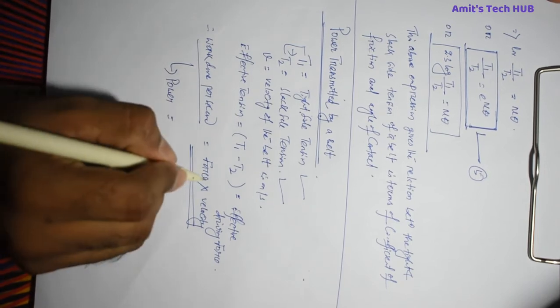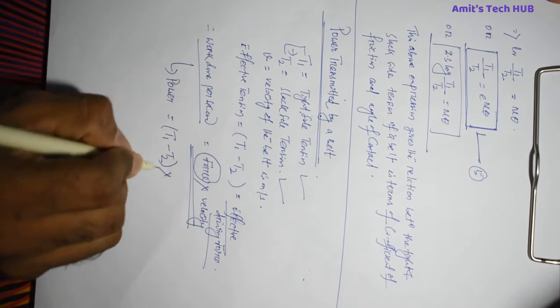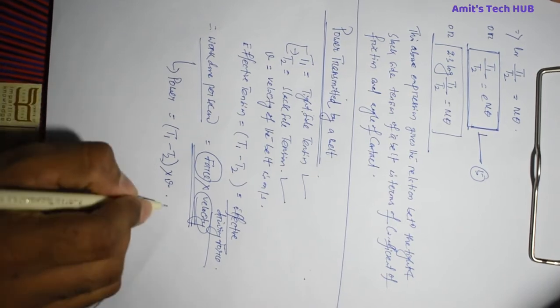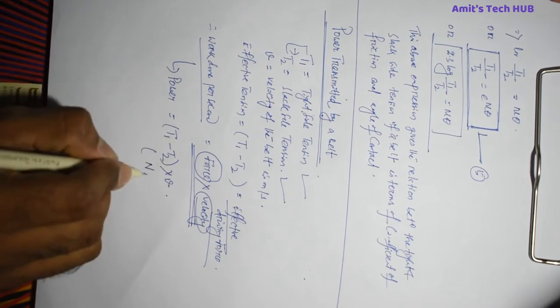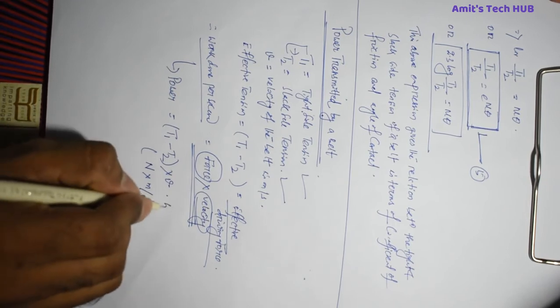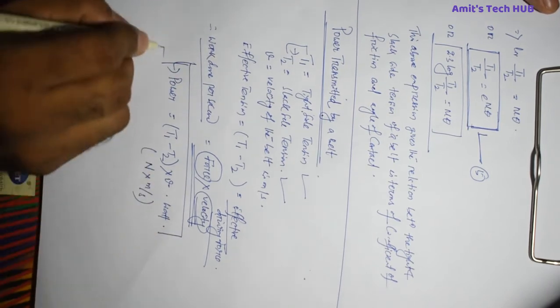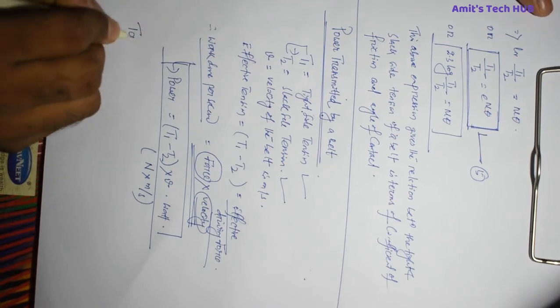Power is equal to the effective force, that is T1 minus T2, into the velocity, that is the belt velocity V. In terms of units, that is Newton into meter per second, which is watt. So power that can be transmitted by a belt is given by T1 minus T2 into V, where T1 is the tension in the tight side, T2 is the tension in the slack side, and V is the belt velocity. So likewise, what is the torque transmitted?